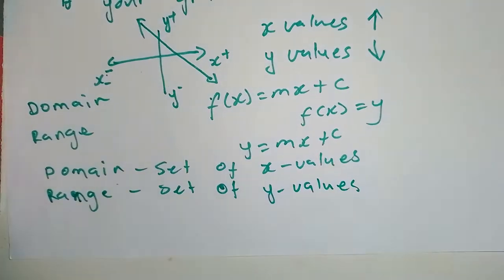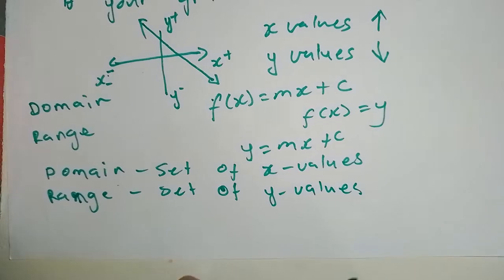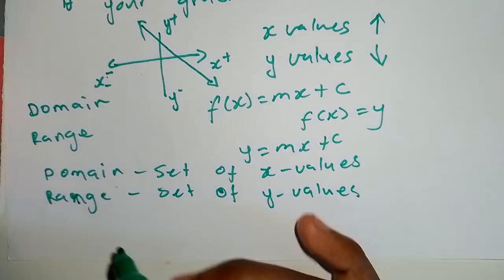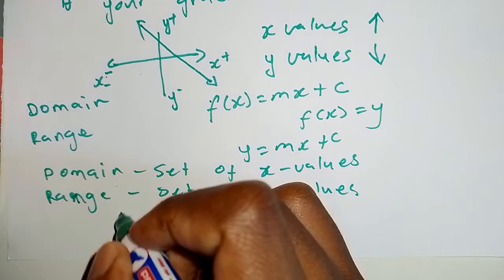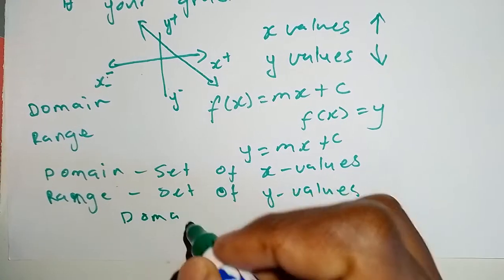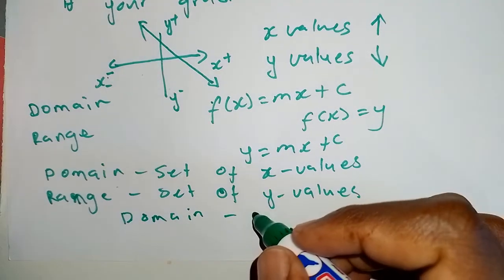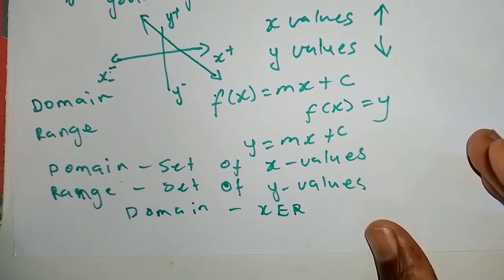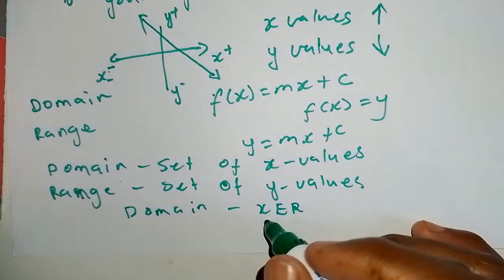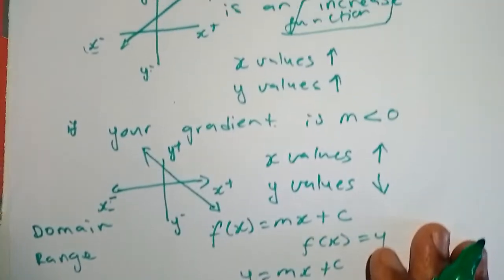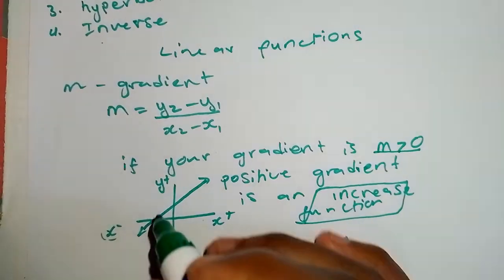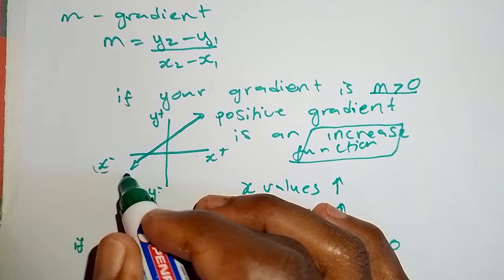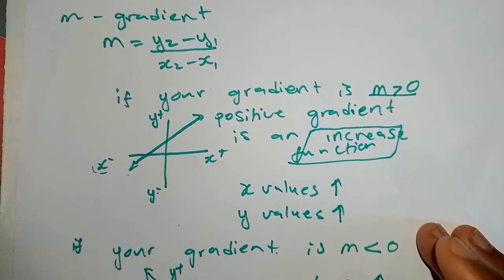And the domain and the range for a straight line graph. The domain will always be like this: x belongs to real numbers. What does that mean? When they say x belongs to real numbers, the graph lies in between the negative and the positive values of x.